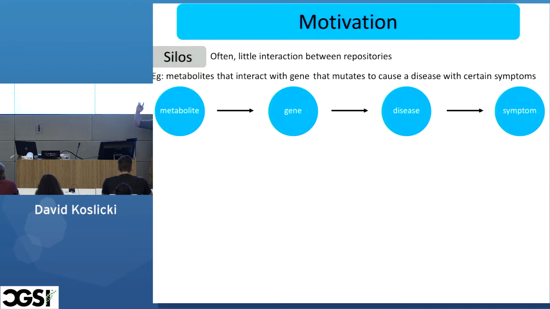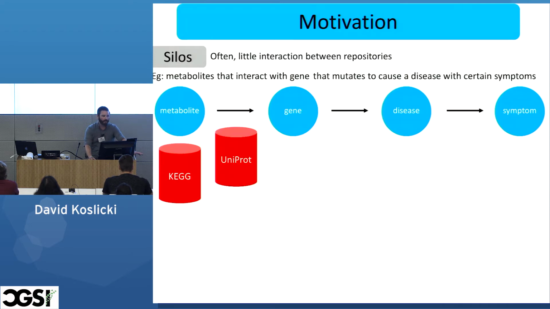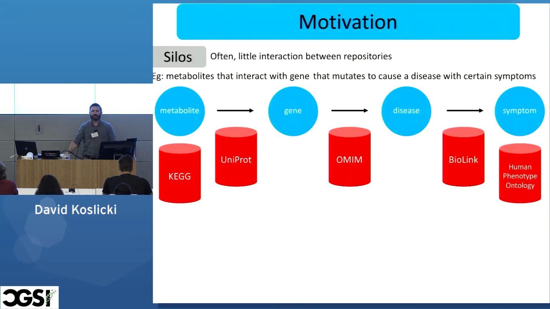You'd need metabolites, genes, diseases, and symptoms if you wanted to answer this question. However, to do this, you would have to go to, for example, one repository like KEGG to get information about your metabolites. And you could go to UniProt to connect this up to the genes. And you could use OMIM to get the diseases, et cetera, et cetera, et cetera. And you notice that you have to hop between a bunch of these different repositories of information.